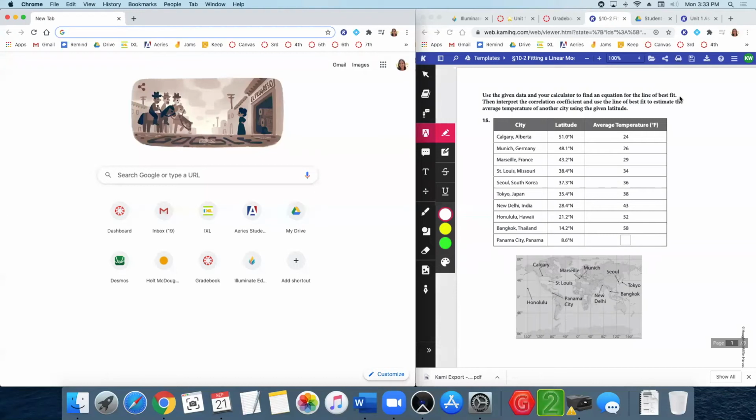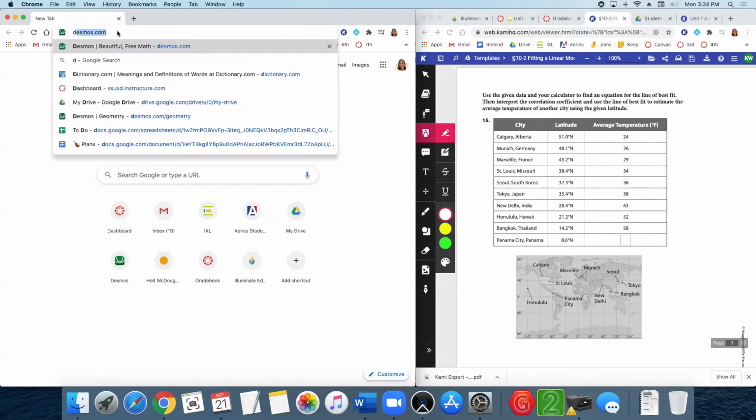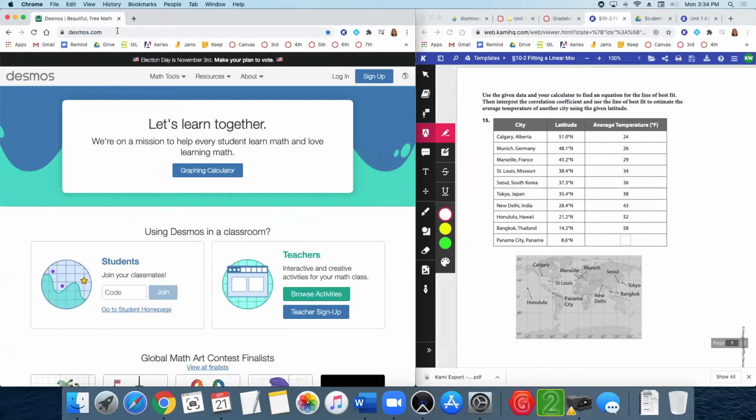We're going to go over how to create a linear regression line in Desmos. So I have number 15 pulled up from our 10.2 practice, and I'm also going to access desmos.com. Remember, it's not student.desmos, it is just regular desmos.com. You'll click on Graphing Calculator.